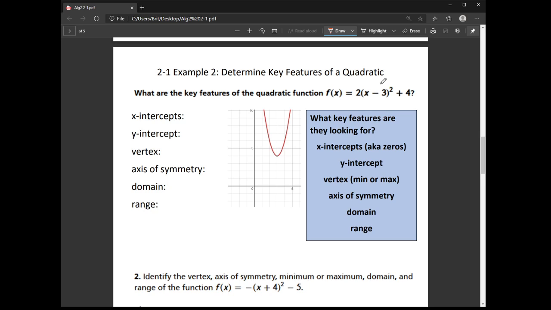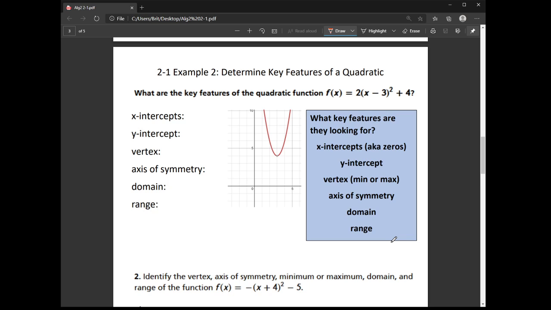So when I first saw this example, I said, well, what are they considering the key features? Because there's a lot of different pieces to the graph. So I tried to think about as many of them as possible. We're going to look at x-intercepts, the y-intercept, the vertex, which is often called the minimum or maximum, the axis of symmetry, which is that imaginary dotted line which a parabola is symmetric about, the domain, and the range.